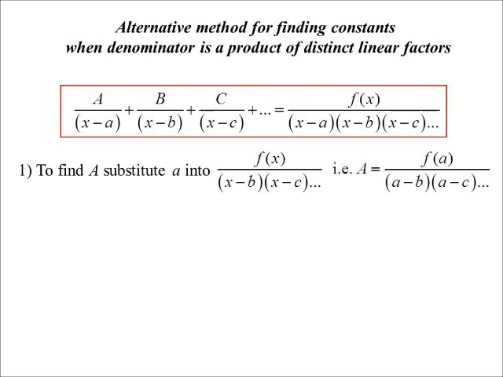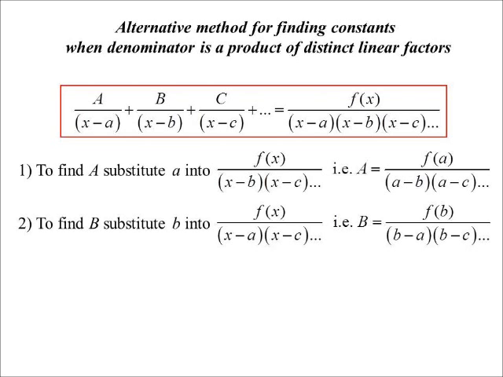The reason it's called cover-up is an easier way of thinking about it: I'll cover up the x minus a, and then I'll substitute a into everything else. And so I get function of a over a minus b and a minus c. And that'll work out the constant A.